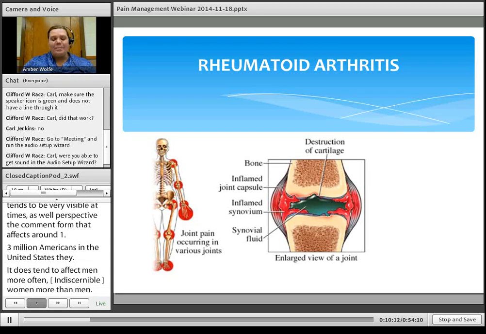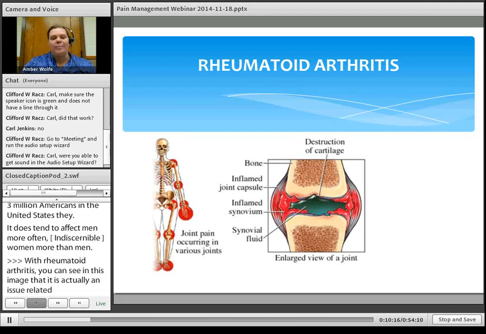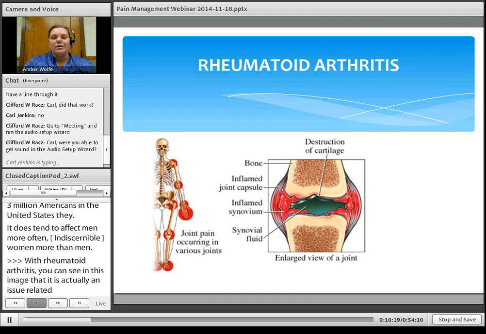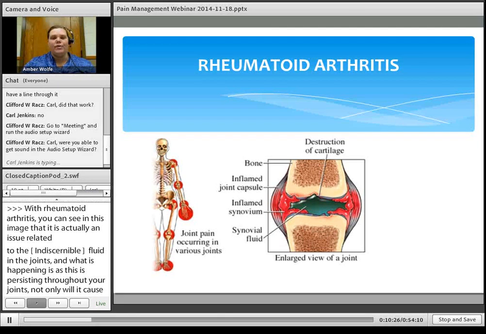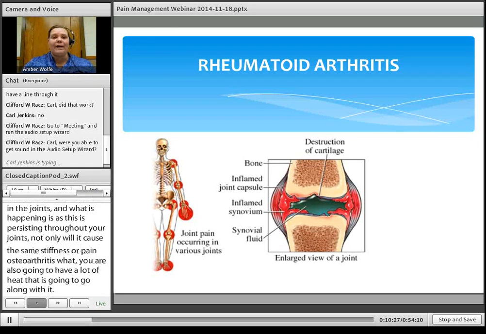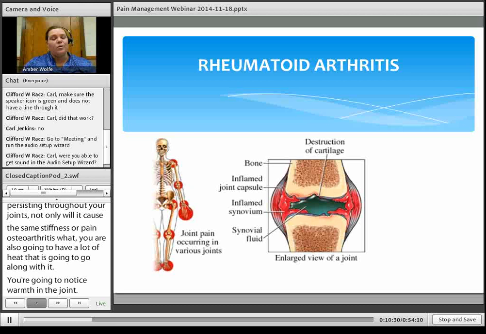And what's happening is as this is persisting throughout your joints, not only will it cause the same stiffness or pain that osteoarthritis would, you're also going to have a lot of heat that's going to go along with it. You're going to notice a warmth in the joint as well. That's because this is an autoimmune form of arthritis that is attacking the body from the inside out. This is a form that's going to require a little bit more of an intensive medical treatment than the osteoarthritis will.